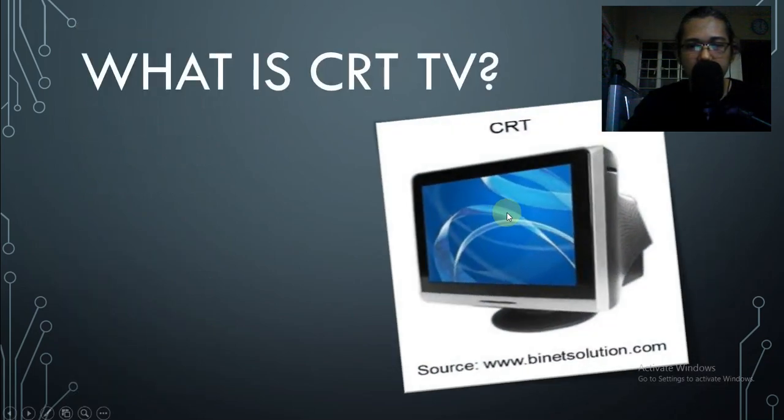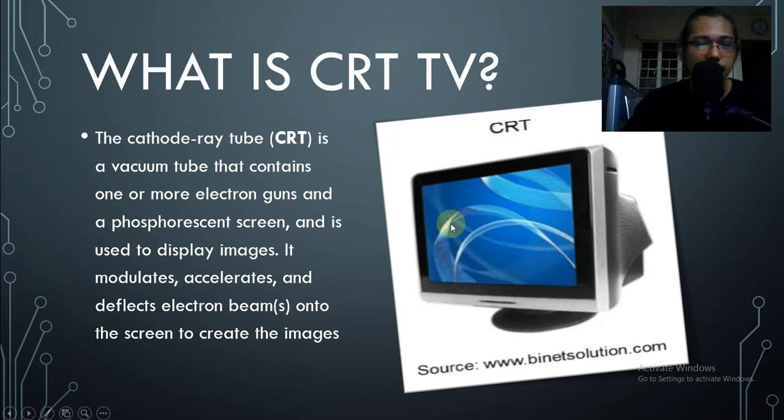So the CRT TV, guys, is what we call the cathode ray tube. The cathode ray tube, also known as the CRT, is a vacuum tube that contains one or more electron guns and a phosphorescent screen.